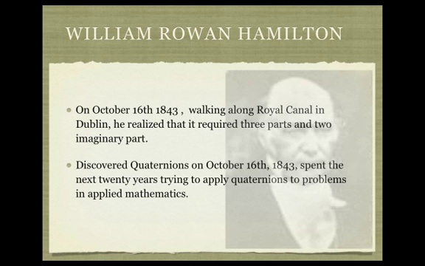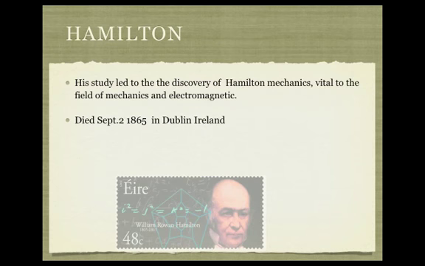He spent the next 20 years trying to apply quaternions to problems in applied math. However, his study led to the discovery of Hamiltonian mechanics, which was vital to the field of mechanics and electromagnetics. In 1865, still living in Dublin, where he spent most of his life, William Rowan Hamilton died. A stem was left to enrich the island and commemorate his triumph in discovering quaternions.